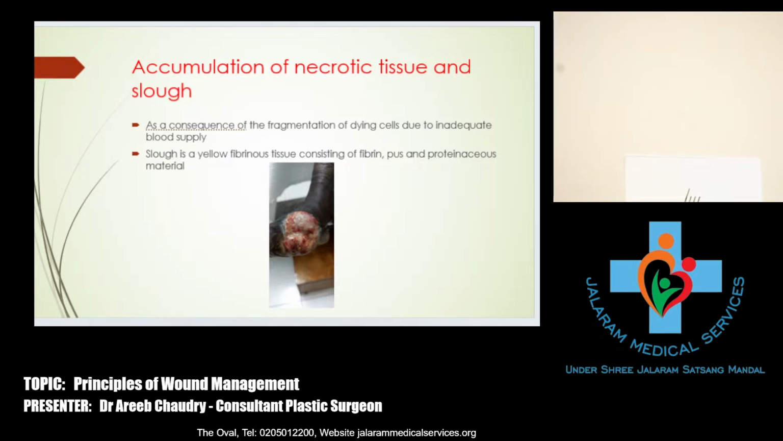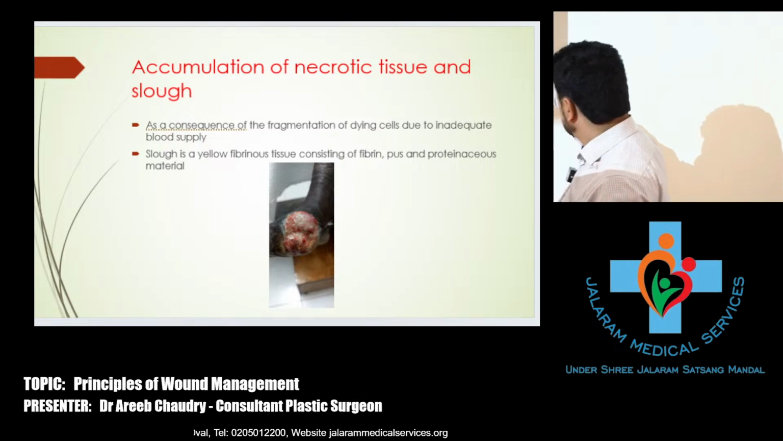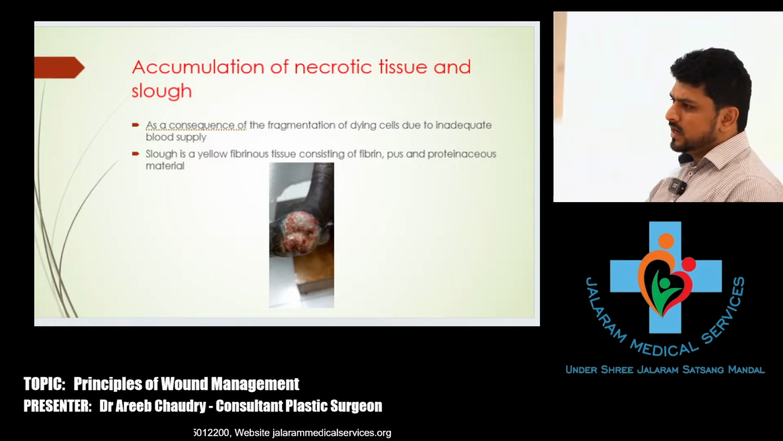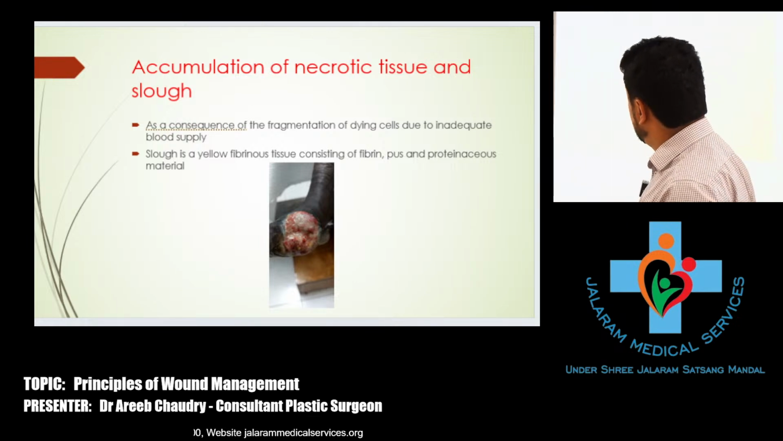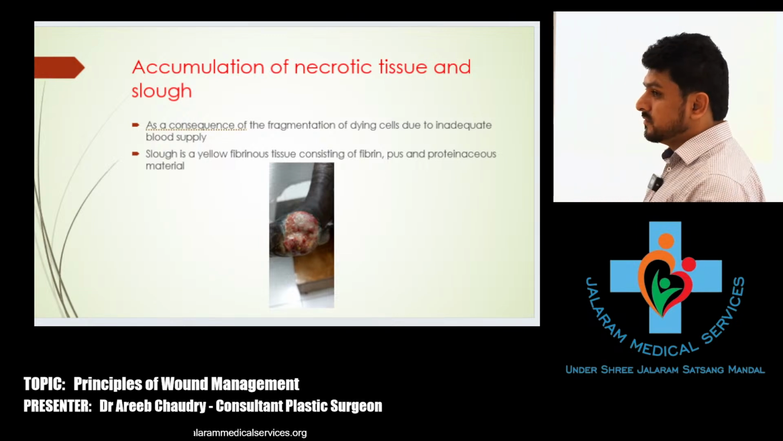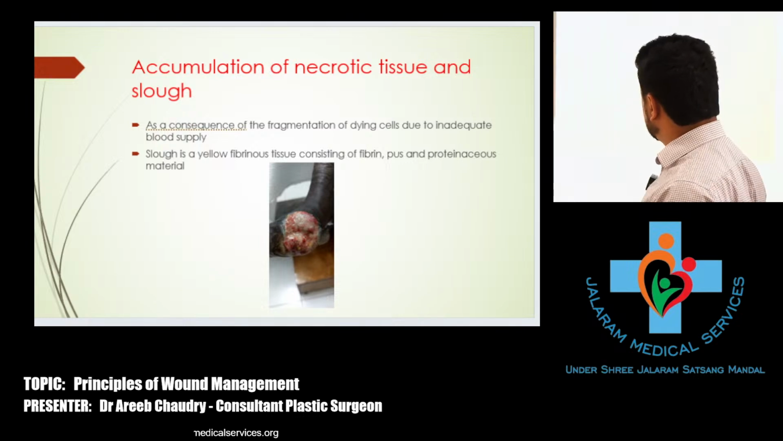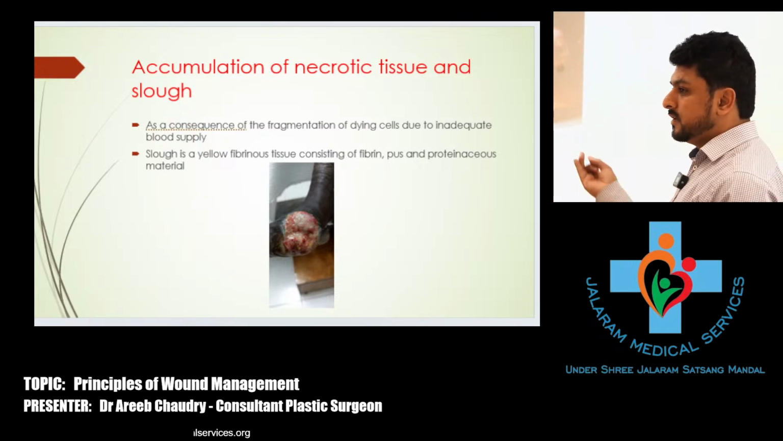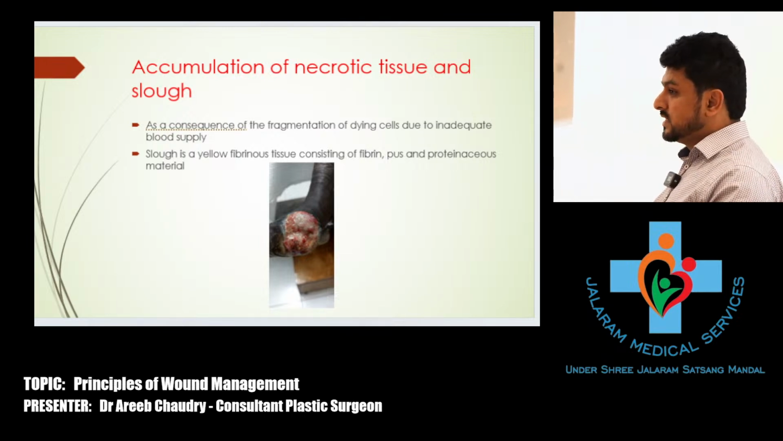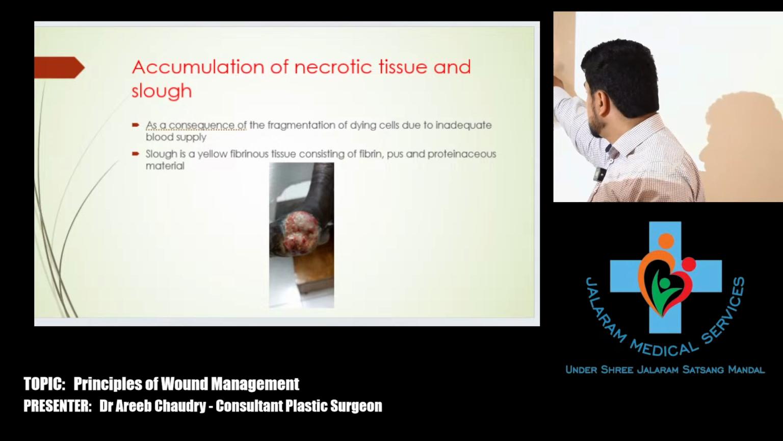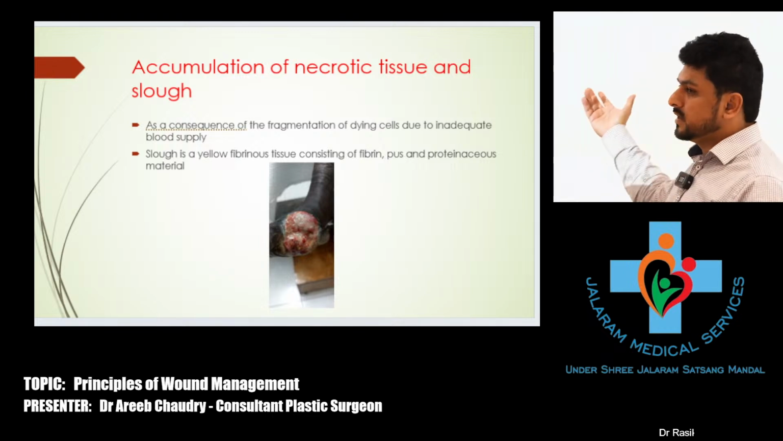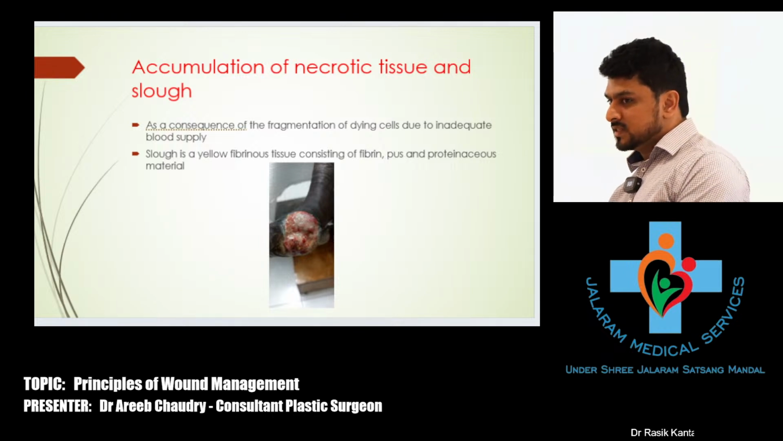I don't know if you guys can see here, there's usually this yellowish exudate that we see. It's not really an exudate, but a layer that forms. That's actually slough. So what is slough? Slough is basically fragmentation of dying cells because of impaired blood supply, and it has a lot of fibrinous tissue, pus and proteinaceous material. That's that material that you see. And once you know what it is, then it has to come out, isn't it? This cannot stay. So now already you're thinking, okay, this is slough, it has to come out.